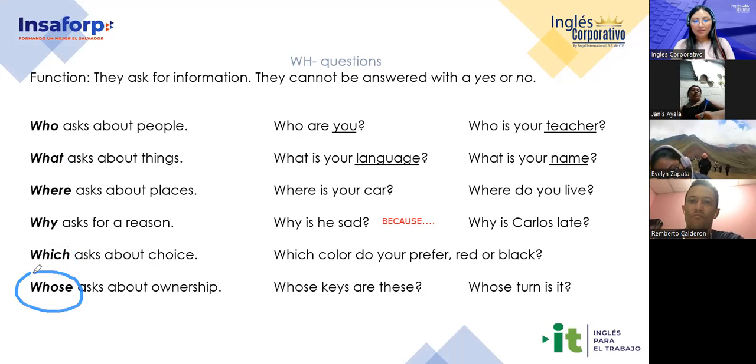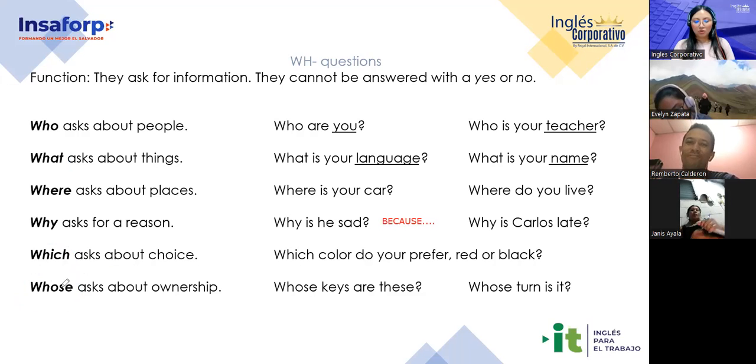In this case, we are going to use the expression whose in order to ask about ownership. Igual, acá no podemos definir si solo es para personas o para objetos. Not really. Si no, me sirve para saber a quién le pertenece algo. Whose, de quién. La traducción sería, ¿de quién? Whose keys are these? ¿De quién son estas llaves?